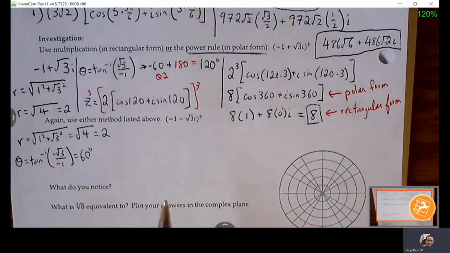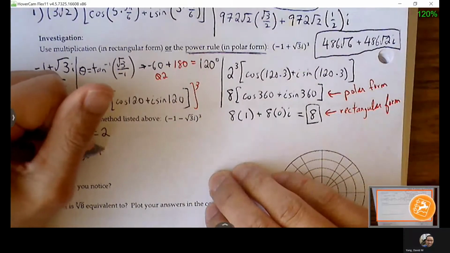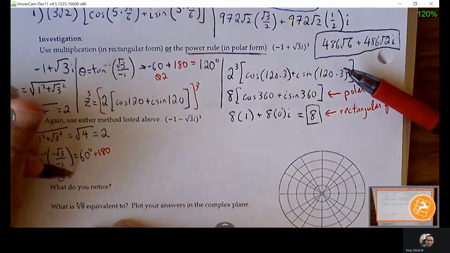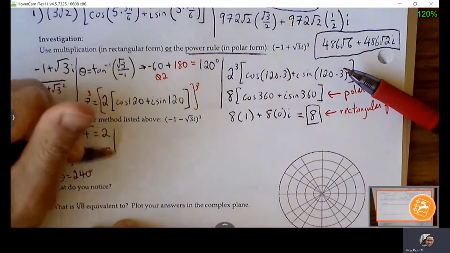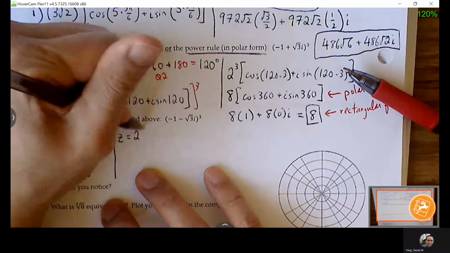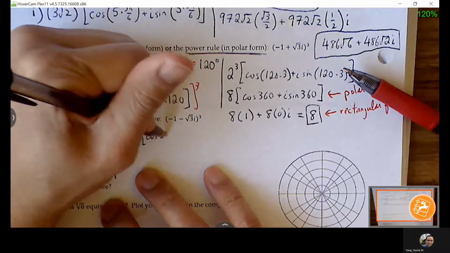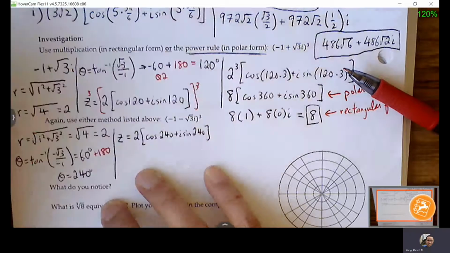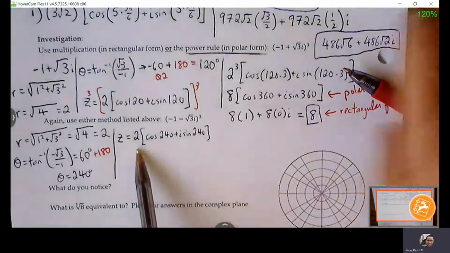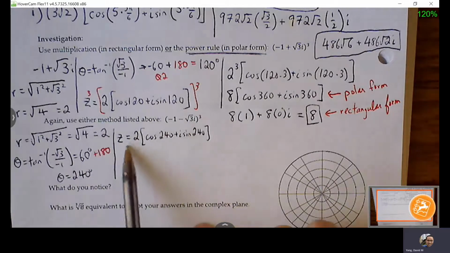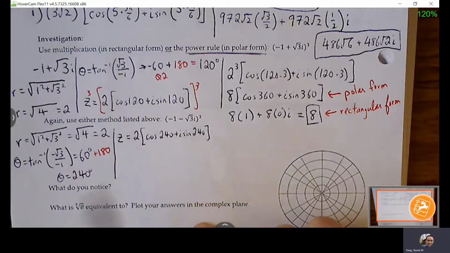But now we're in which quadrant here? Third quadrant, right? So plus 180. Now that we have a polar form of -1 minus root 3i, we're now going to raise it to the third power. So raise the 2 to the third power, but then multiply the 240 by 3.